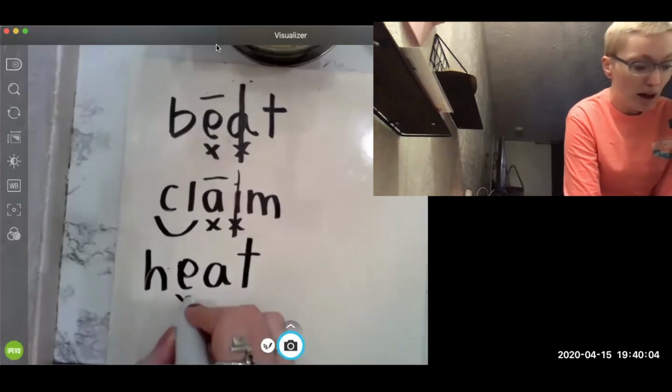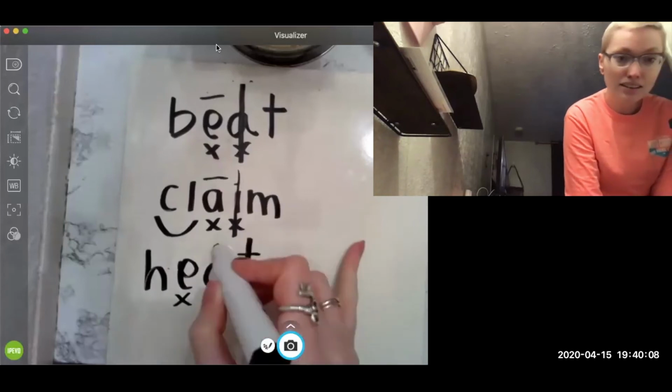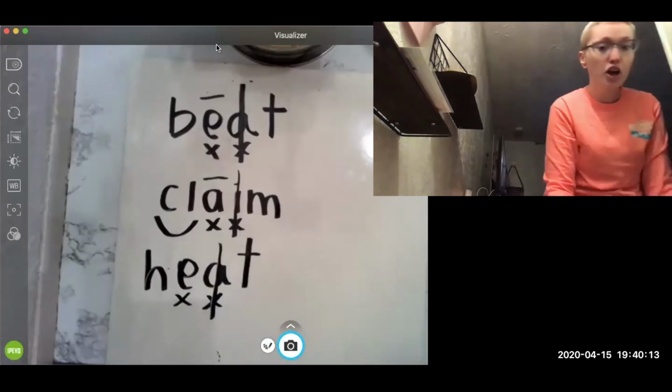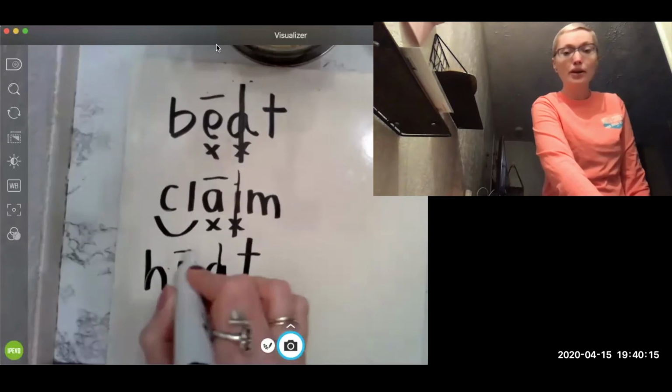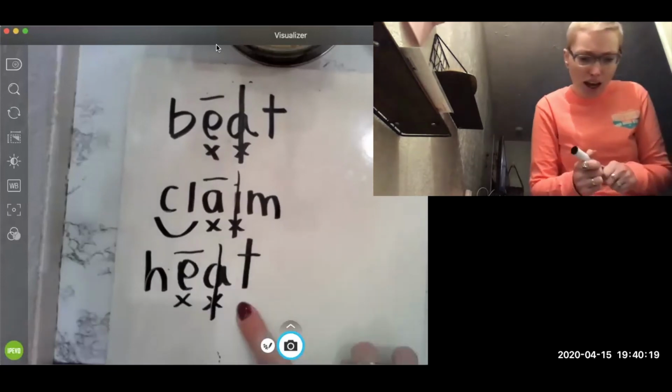And then we're going to come up and around. And our second vowel is silent. Our first vowel is long. We are going to point and we are going to read, and the word is heat. All right.